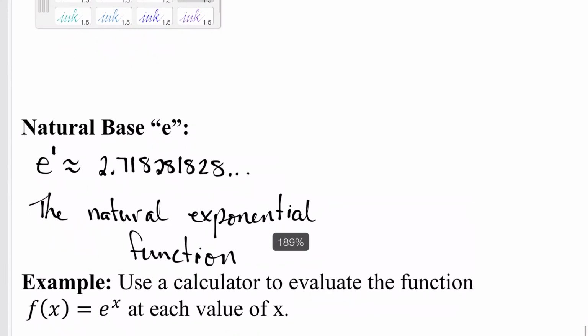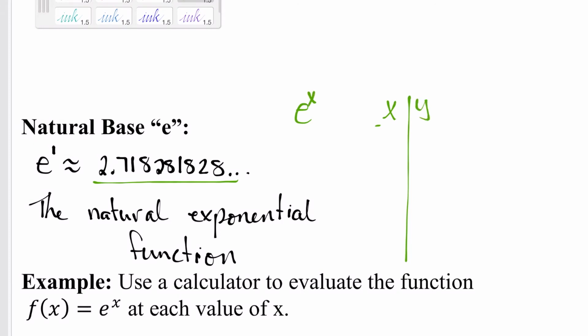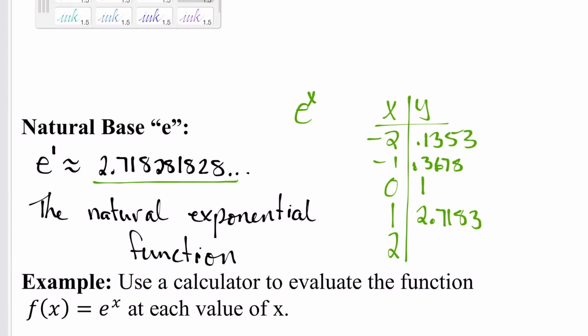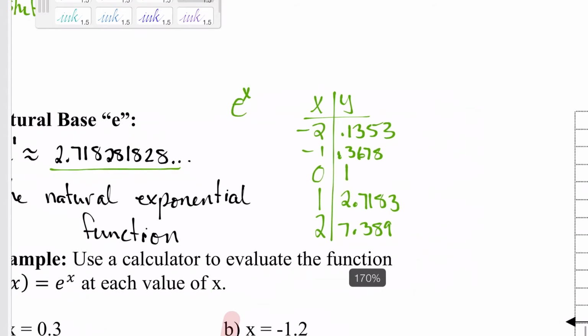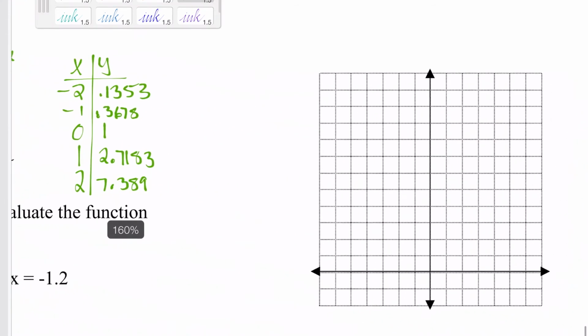And so if you were to plug in e to the first power in your calculator, we would get this number right here. So we could graph this as well. If I have e to the x power, I can plug in my same positives and negatives and see what this looks like. And this isn't something people just memorize. Most of the time we use our calculators.